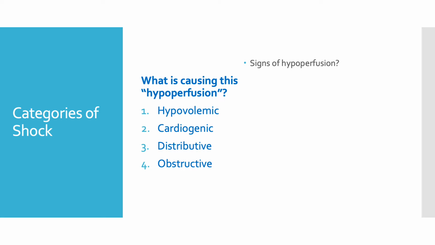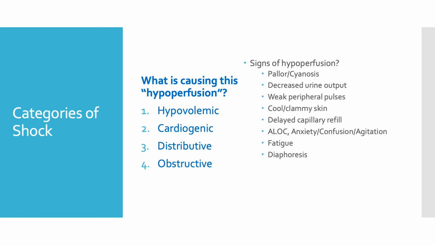So pause the slide for a second and think of at least 5 signs of hypoperfusion that you could assess as the nurse. So here are just a few signs of hypoperfusion. You'll note that some of these signs are early signs and some are later signs of hypoperfusion. For example, cyanosis is not going to happen right away. It's a much later sign of hypoperfusion. But fatigue might be an earlier sign.